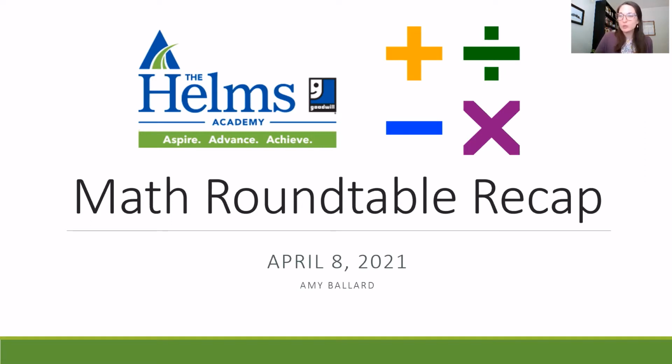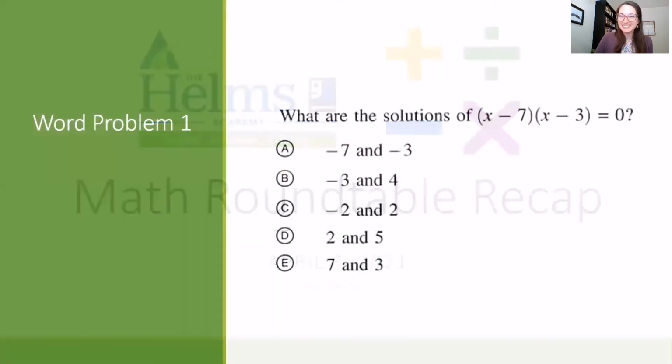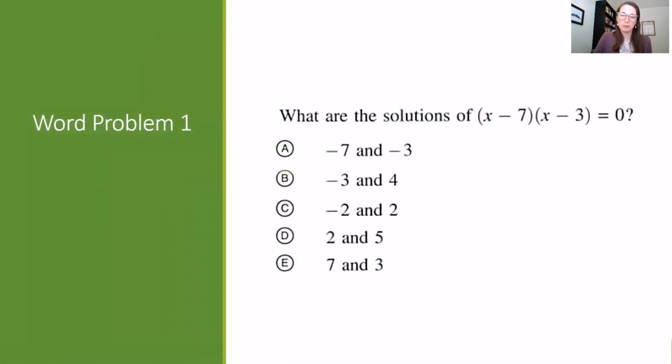April 8th, 2021. So we'll start with our first word problem. These are all word problems from practice HiSET tests. And the first one says, what are the solutions of x minus 7 times x minus 3 equals 0?